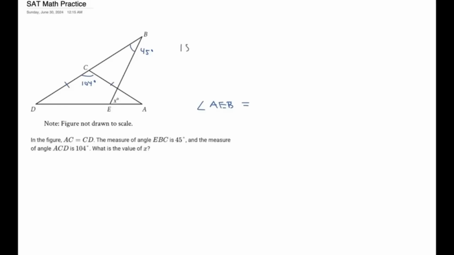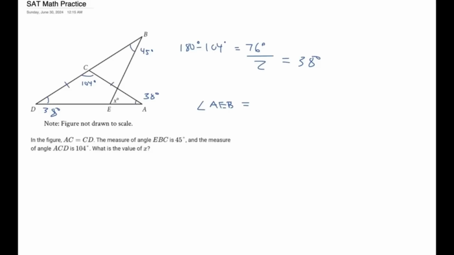Because there's only 180 degrees in a triangle, and we know angle ACD is 104 degrees, there's 76 degrees between those two angles. And so we can divide that in half, and we get 38 degrees. So we know each of these angles: angle A is 38 degrees, and angle D is also 38 degrees. Okay, so that's one step of the puzzle.